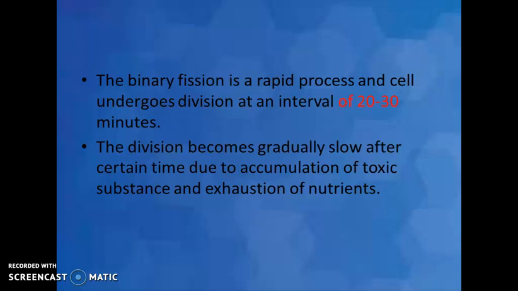Binary fission is a rapid process, and the cell undergoes division at an interval of 20 to 30 minutes. The division becomes gradually slow after a certain time. Why? Due to the accumulation of toxic substances and exhaustion of nutrients. So this binary fission process takes place within 20 to 30 minutes, and after some time the division gets slower due to the accumulation of toxic waste products.